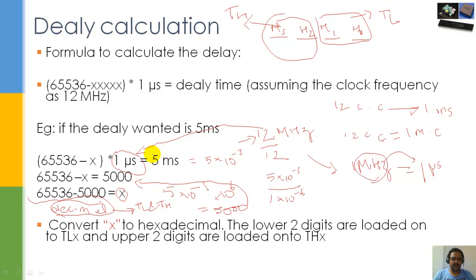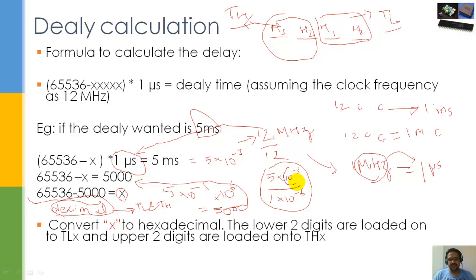Again, I'm repeating this calculation for you to understand. If I want a delay of 5 milliseconds between two functions or operations, how do I calculate what value should be loaded in the TL register and TH register? Very simple: 65536 minus X. This is the maximum count. X is nothing but the value that needs to be loaded in TH and TL, multiplied by 1 microsecond. I told you how I got 1 microsecond is equal to the actual delay, 5 milliseconds. Now when this 1 microsecond goes to the other side, it will be 5 milliseconds divided by 1 microsecond. So that is the calculation I have shown here.